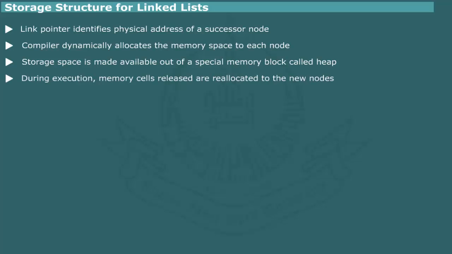During execution of a program, the cells of a heap are recycled. This means that memory cells released by deleted nodes are reallocated to the newly created nodes. In this way, the linked list can be expanded dynamically. There is, however, an upper limit to heap size which depends on the computer system. In order to make efficient use of available heap space, the implementation of the deletion algorithm must be designed to release the space occupied by deleted nodes.